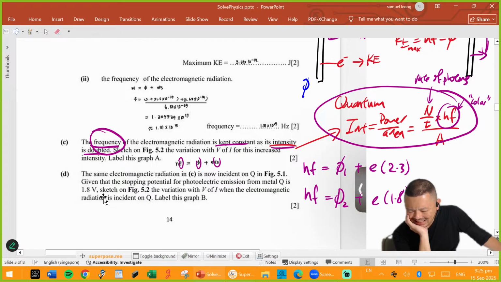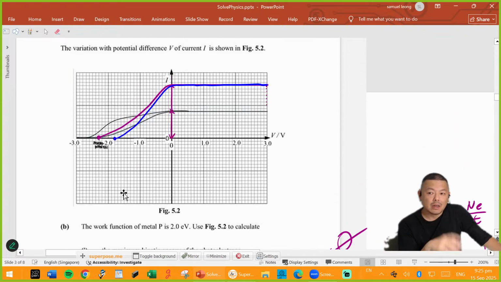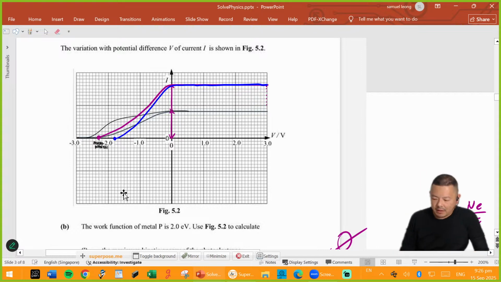I would think that the rate of photons is the same. So I would think that the rate of electrons... I don't know. If they come out with some weird graph, I'll tell you that it's probably taken out of context. So for part D, they have used a different piece of metal with a different work function, but the rate of photons is still the same as part C.